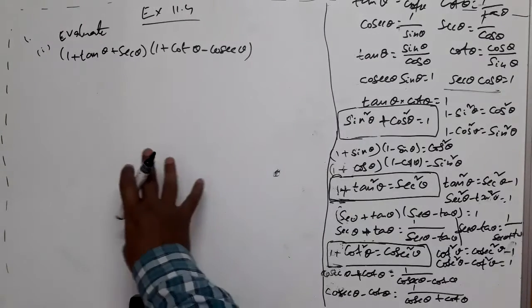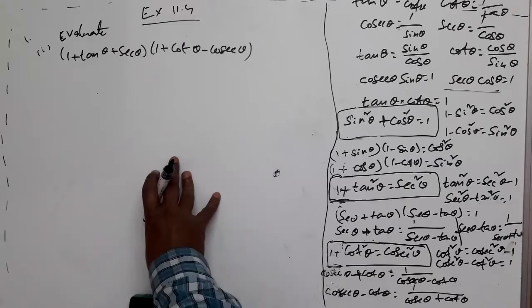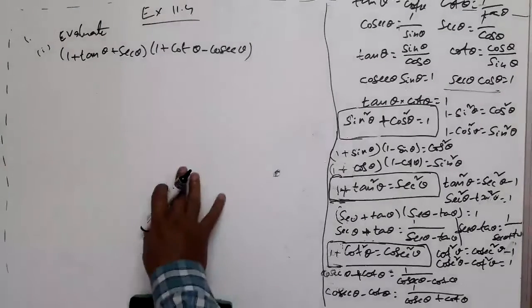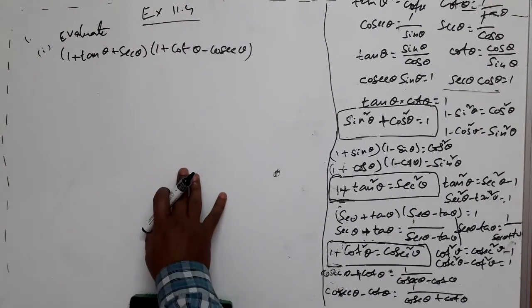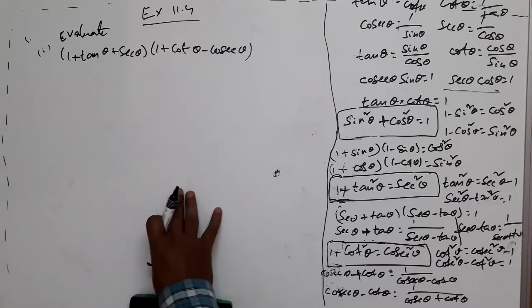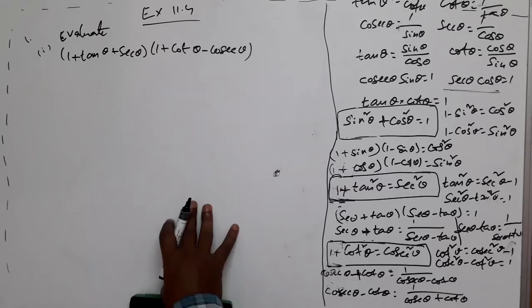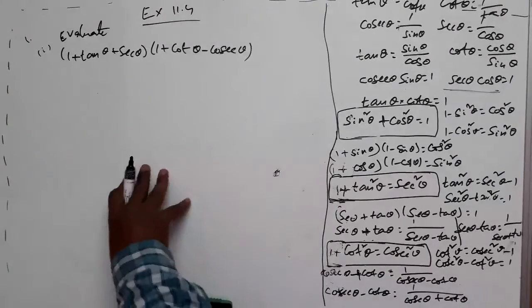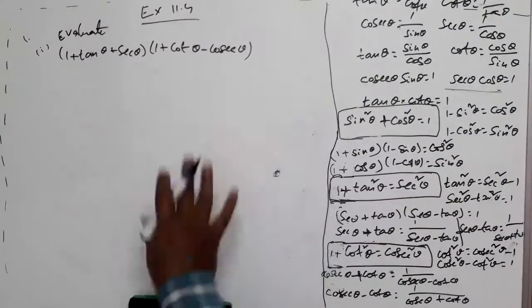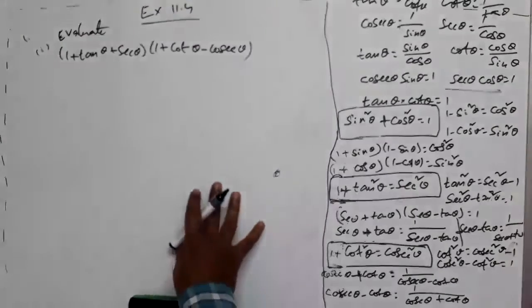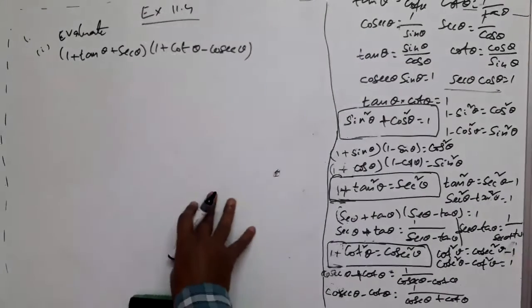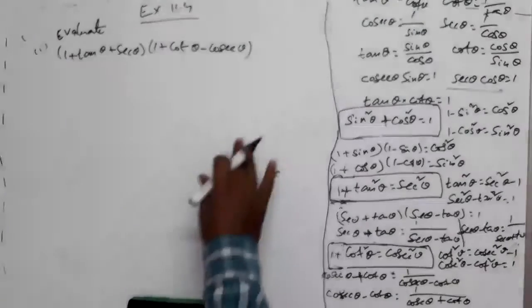Find the value of this means indirectly he is telling that this expression will give you a finite quantity, which is a numerical value. That is, indirectly he is telling that for any value of theta, this expression will give you a fixed quantity, a fixed number. That is what is given. You tell me what is that number. That's what he is asking you.